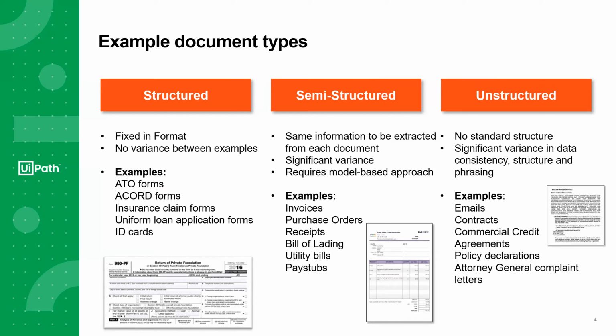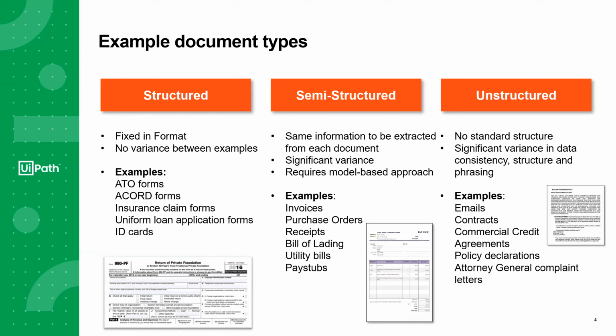Next, we have semi-structured documents. This type of document contains all the required information, but the format and the location of the field values are rarely in the exact same position. Therefore, this has a high degree of variance of the same document type from different sources. And the other aspect is extracting data from this type of document requires a machine learning model, templateless approach.